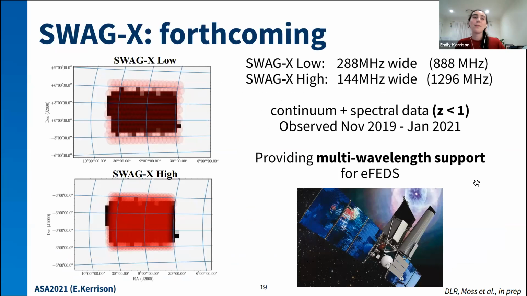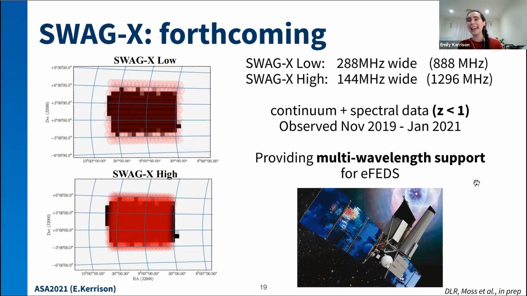In addition to that, we're going to have lots of data coming out very soon. So the SWAG-X field is also being imaged in 2 bands, SWAG-X low and SWAG-X high, the details of which you can see on this slide. We'll be releasing continuum and spectral data for the entire field, again, sensitive to HI lines of redshift less than about 1. The observations for this were finished at the start of this year, and we're hoping it's going to be released very soon on CASDA.